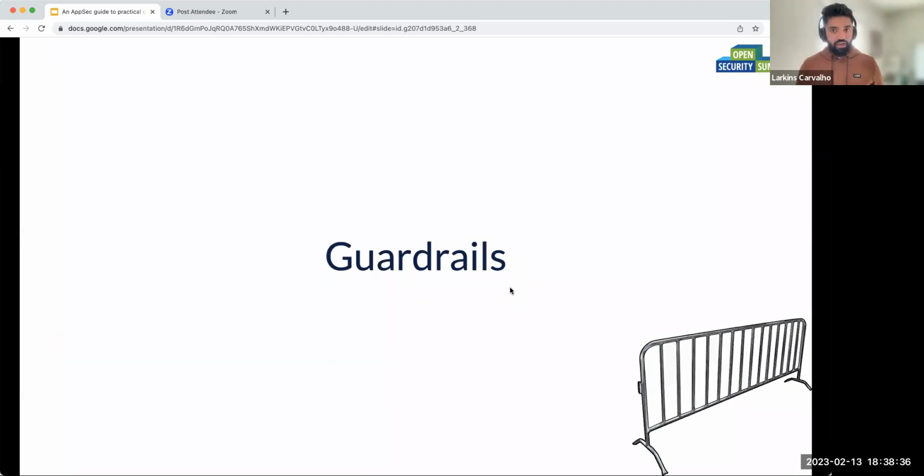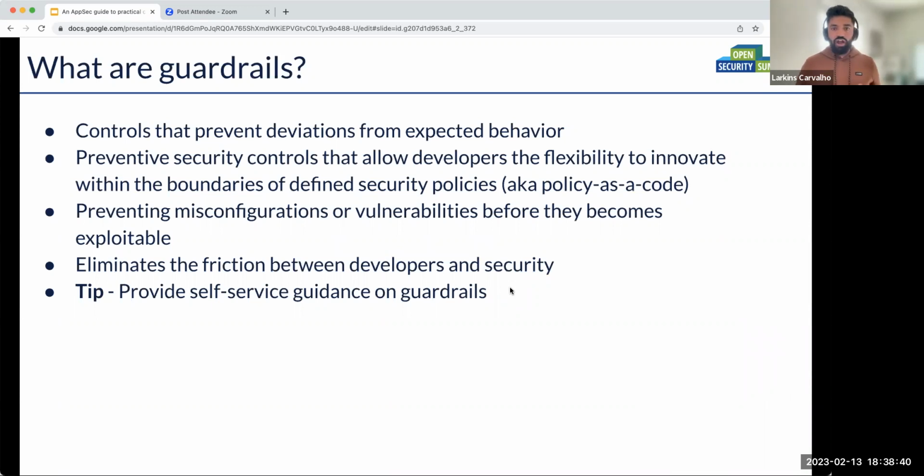Let's talk about guardrails now. So what are guardrails? Guardrails prevent deviation from expected behavior. Whatever security requirements or recommendations we have, we can define them as policy as code. So even if we have a misconfiguration, before it becomes reality, we will be able to spot it. We can take a step ahead and even provide primitives or configurations which are secure by nature, and disable interfaces which are insecure, which we already know are vulnerable to different vulnerabilities or threats. Tip: even though we have the best guardrails out there, we should have self-service guidance on these guardrails so our developers can actually use them.